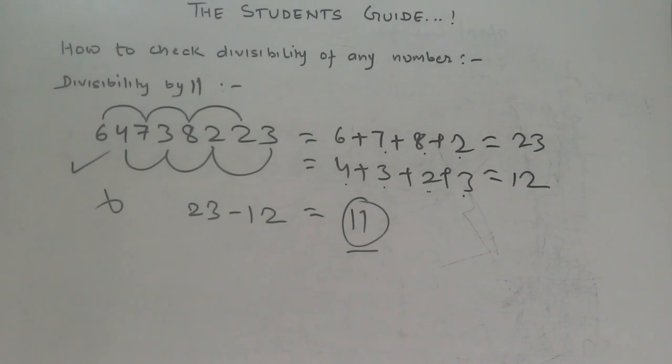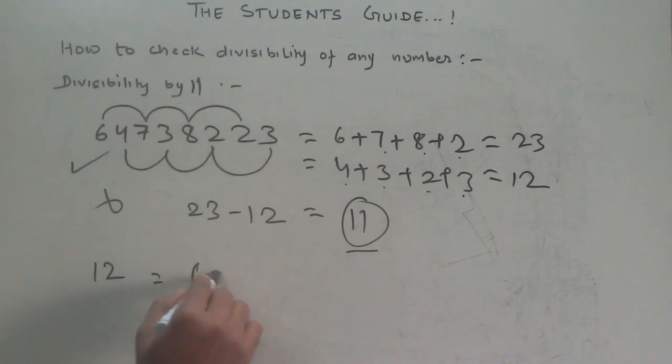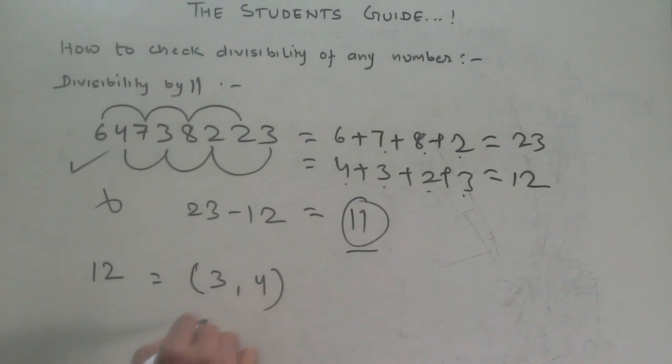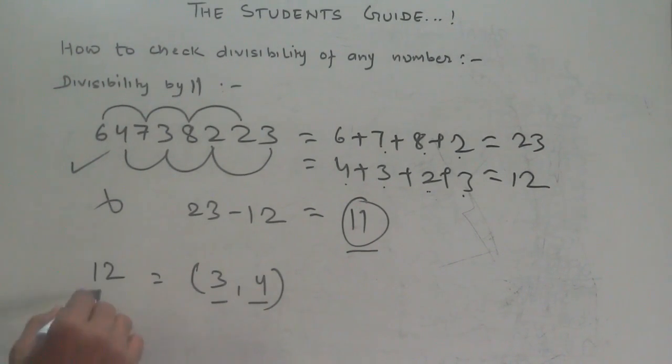Now we will see how to find if a number is divisible by 12 and 15. Similarly, to find a number which is divisible by 12, we have to check if the number is divisible by 3 and divisible by 4 as well. If the number is divisible by both 3 and 4, then the number will be divisible by 12.